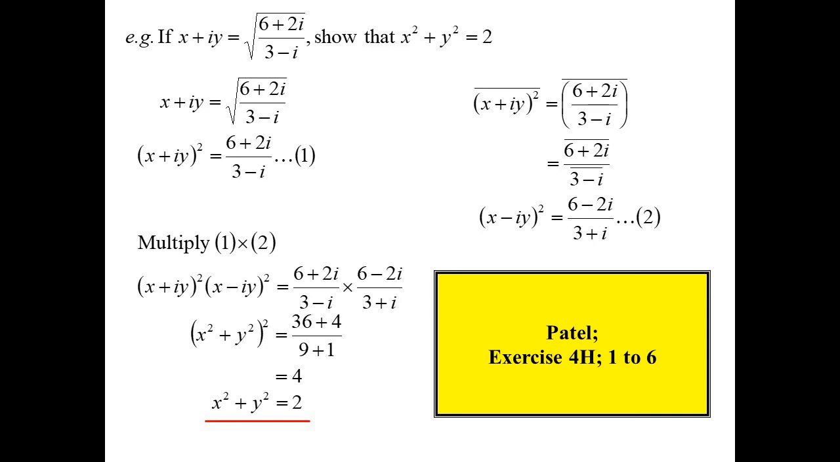Okay, so that was a quick one. Our text doesn't really have an exercise on this, so I grabbed one out of the old Patel book. It was just playing around with the complex conjugates there.